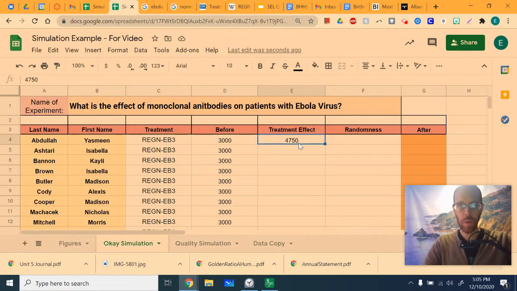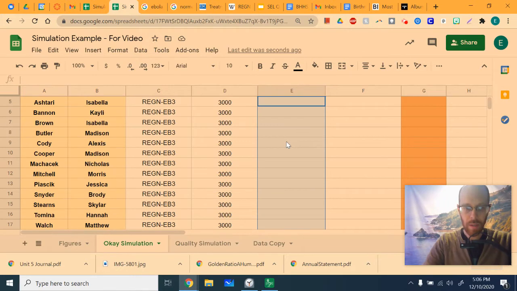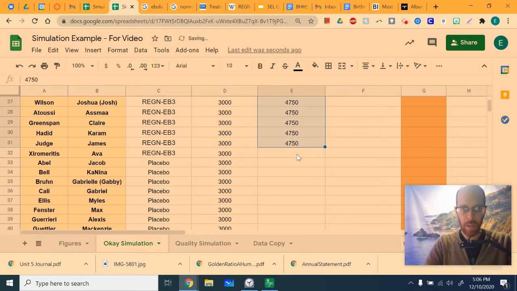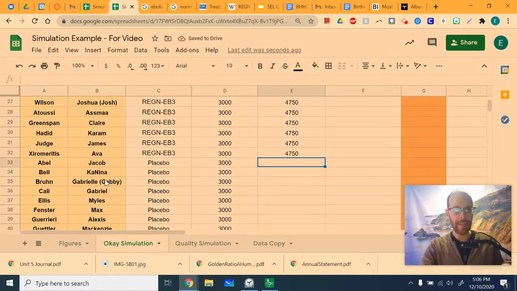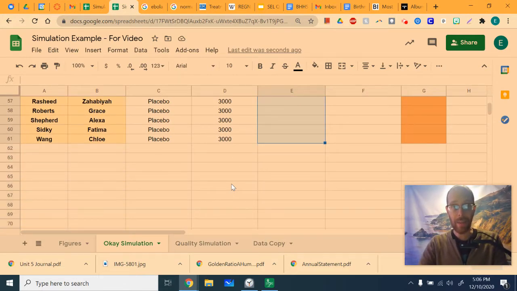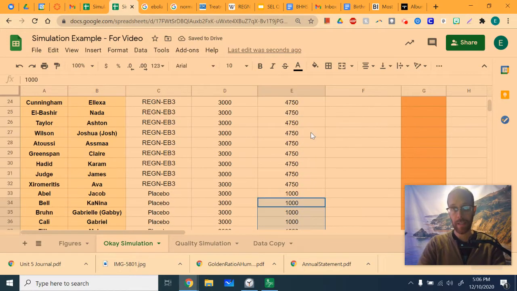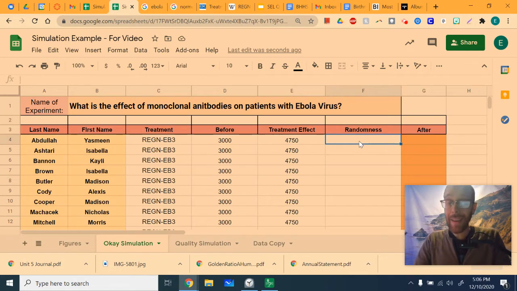So let me copy that through the rest of these cells until we get to Ava, you're the last one that's going to get that bounce. Paste. Starting at Jack here, where he's getting the placebo, he's only getting a 1,000 bounce. That's going to be his treatment effect. The big idea here is that you set different effects for the different treatments, and what the subject gets will depend on that. Now, the next thing is randomness.